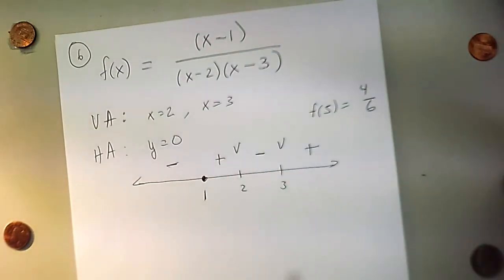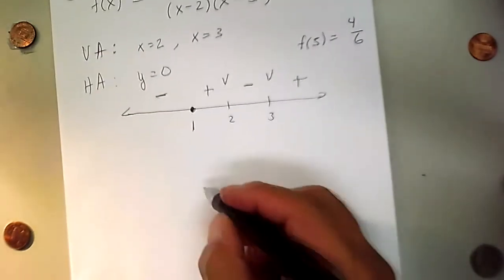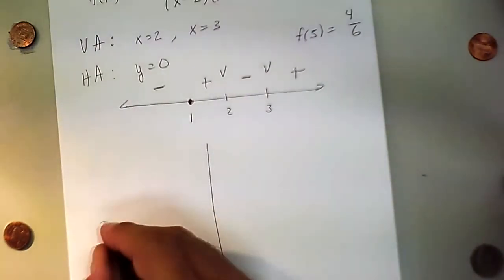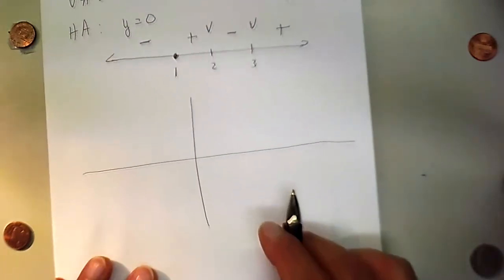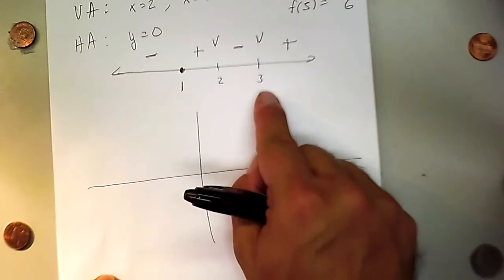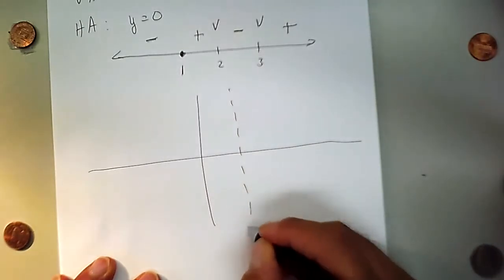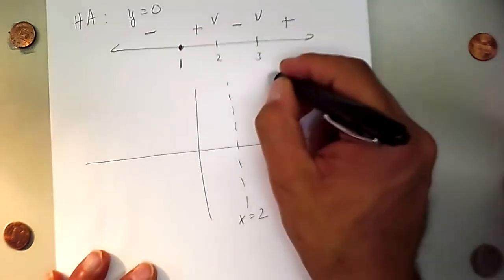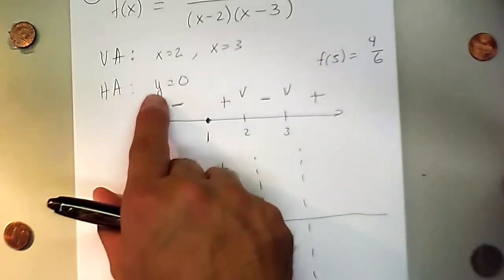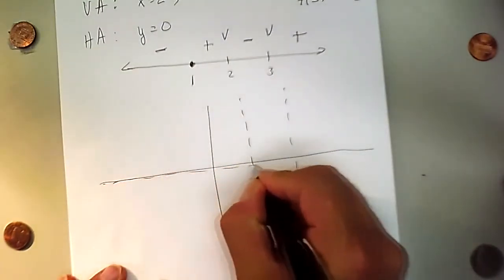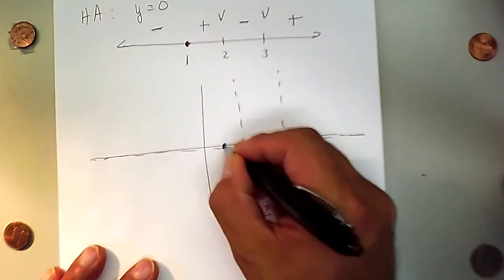Okay, so that's that. And now we are pretty much ready to draw the picture. We still have to figure out the y-intercept, but I usually do that last. So we got vertical asymptotes at 3 and 2. I draw vertical asymptotes at x equals 2, x equals 3. We have a horizontal asymptote of 0. And we have an x-intercept of 1.